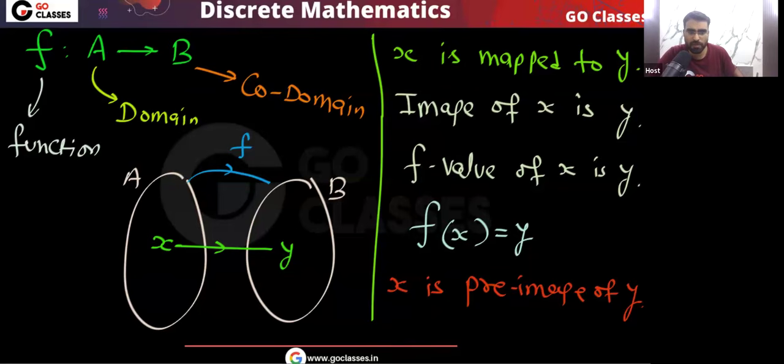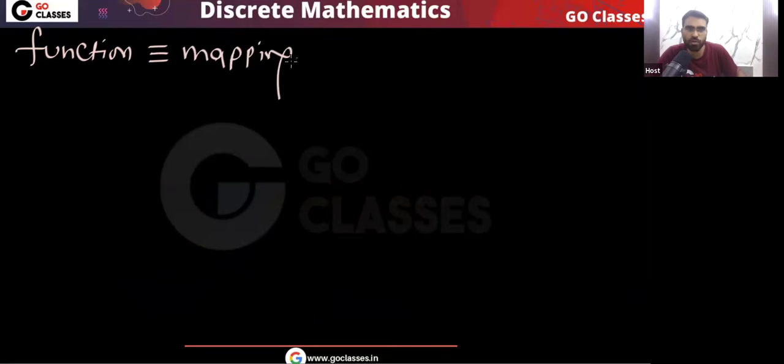Very simple point. One more thing I want to tell you: another name for function is mapping, because a function maps elements of the domain to elements of the codomain. Another name for function is transformation.